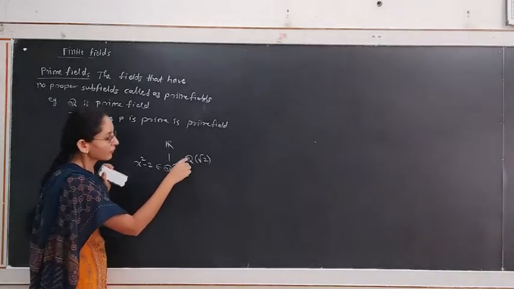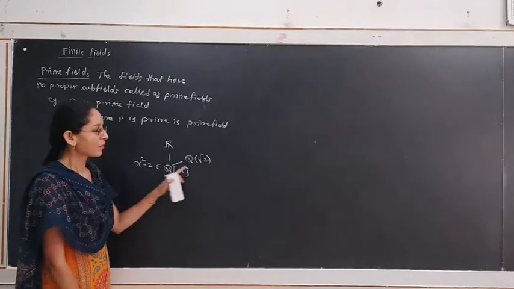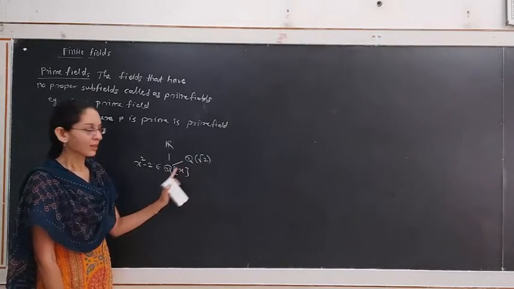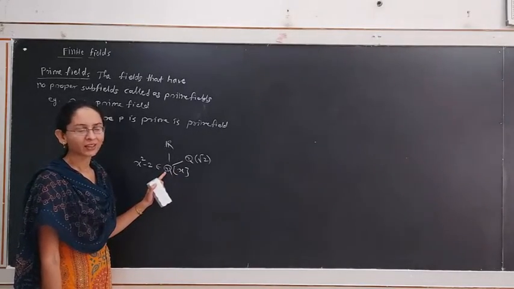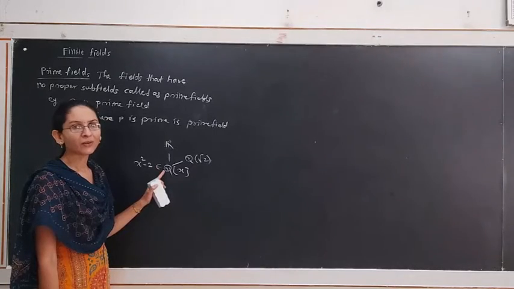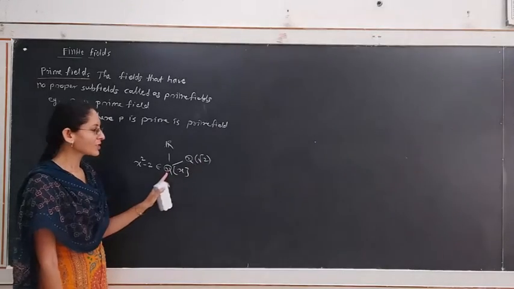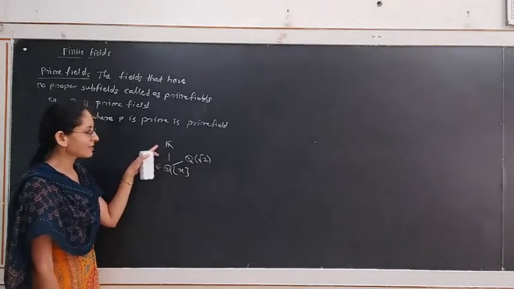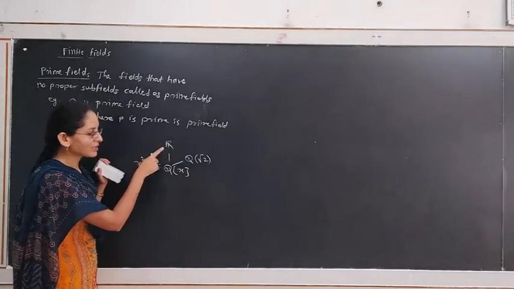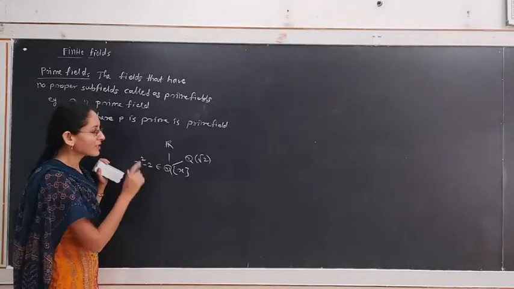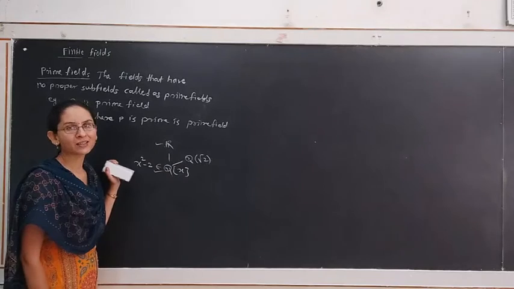Hence, the field Q(root 2) has a prime subfield Q. Q is considered the prime subfield of Q(root 2) because Q does not have a proper subfield. There does not exist a proper subfield of Q, but Q is a subfield of Q(root 2). Also, Q is a subfield of the real numbers. Hence, the field of real numbers has prime subfield Q, because both the field of real numbers and the field of rational numbers have characteristic 0.